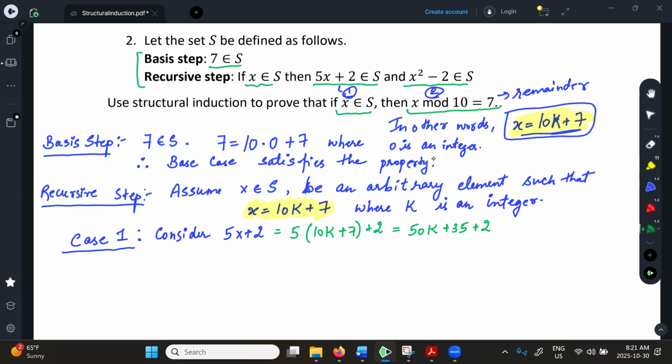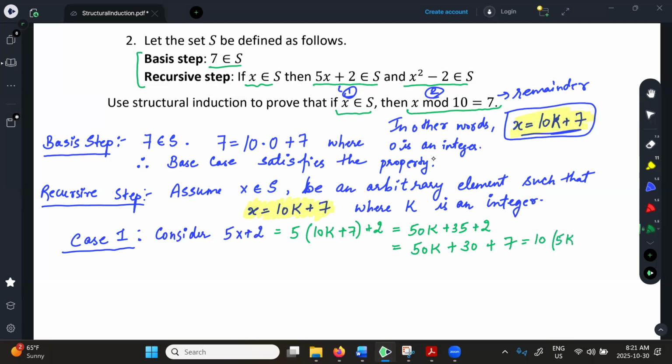But I need a remainder of 7. How do I get that? Manipulate it. Can you get 10 times an integer plus 7 somehow? Can I rewrite it? This can be written as 50k plus 30 plus 7. All agree? Now can I take 10 common?